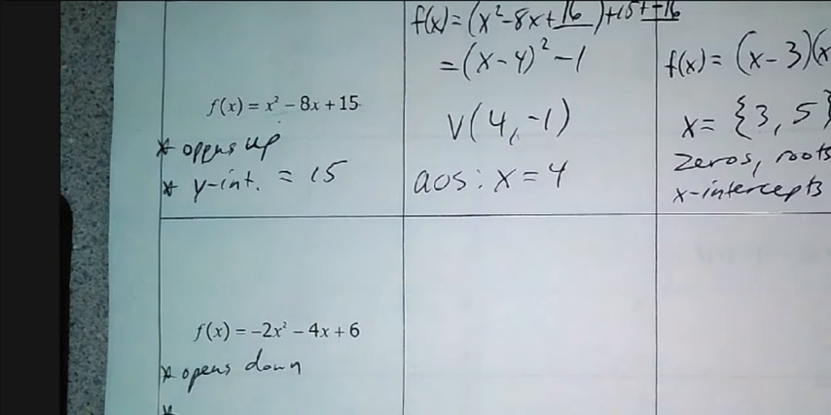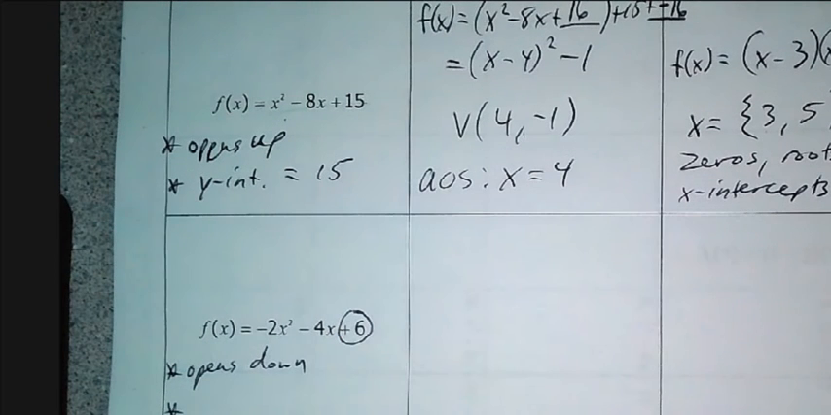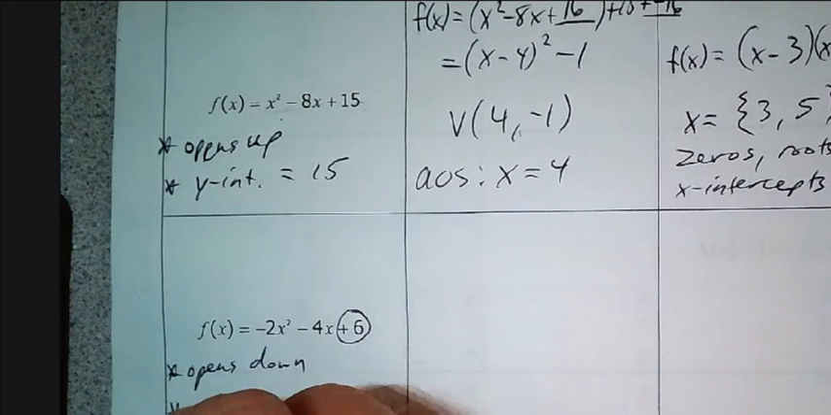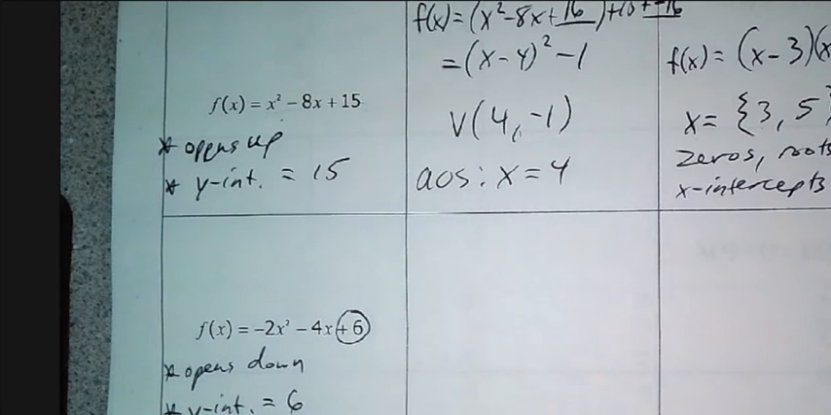Second of all, the C value, which is this last term here in standard form, tells us the y-intercept. So the y-intercept of this function is equal to 6. So in standard form, these are basically the two things that the function itself tells you. Alright, so now let's find vertex form.